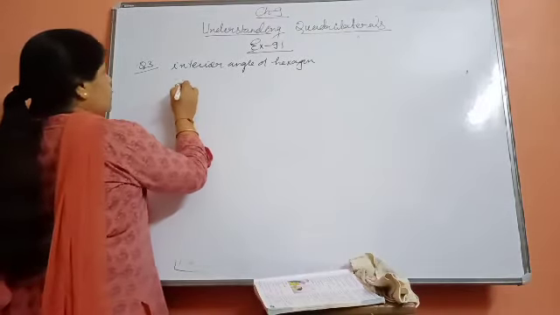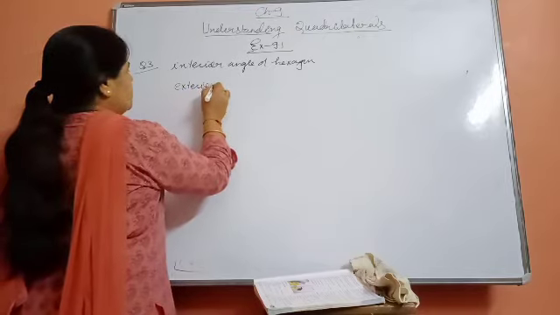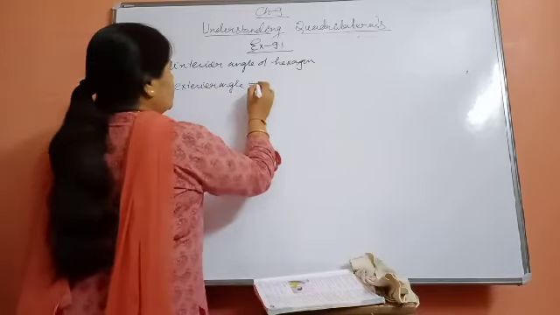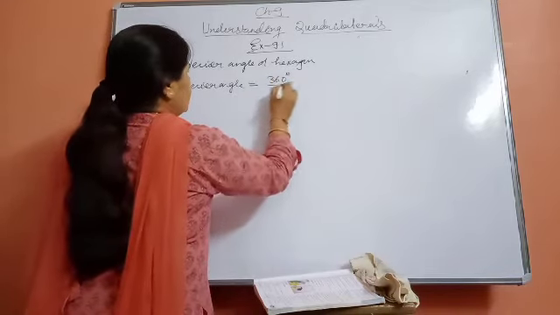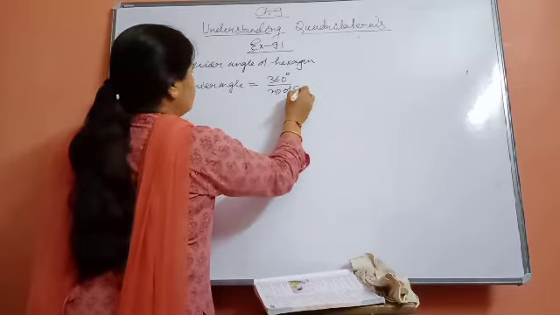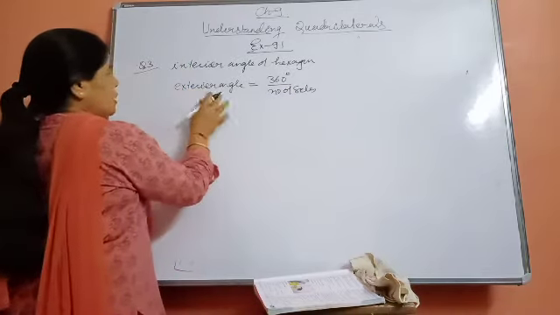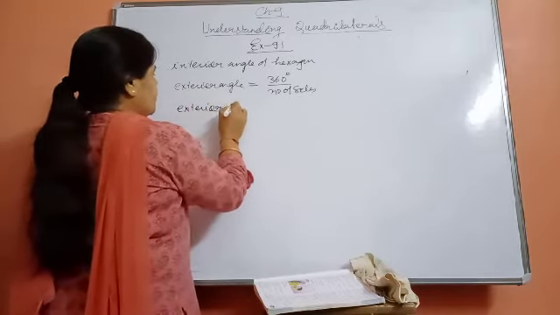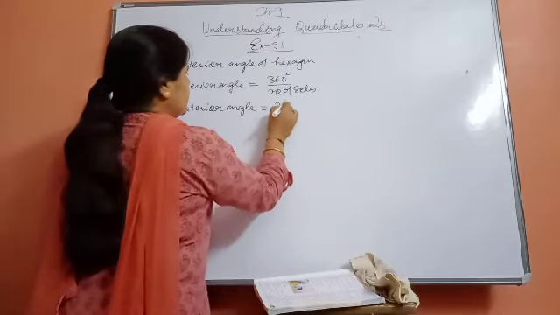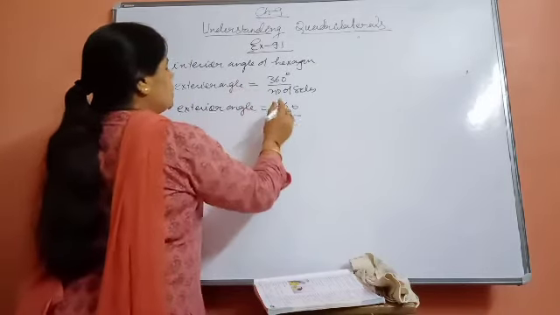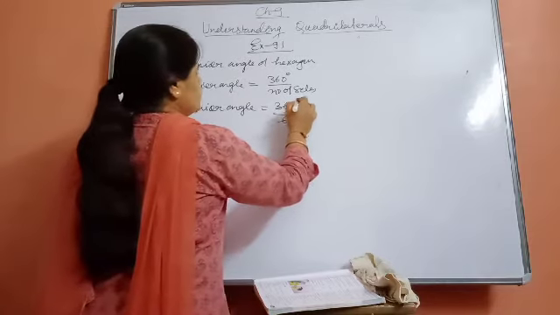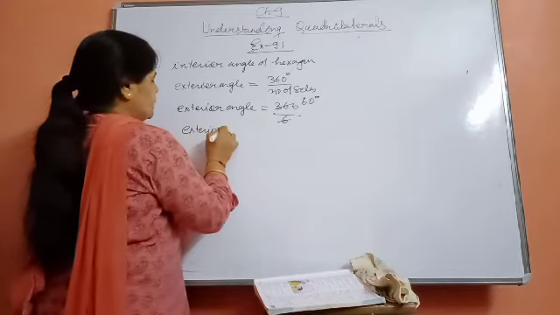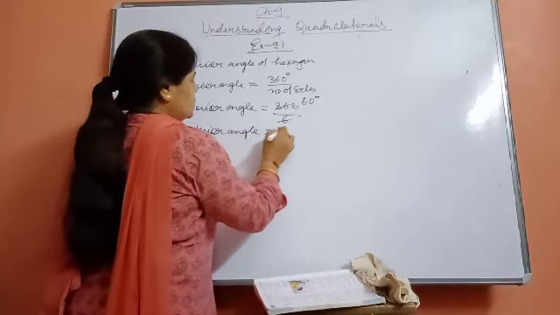You have learned one formula, which we learned just before this exercise: exterior angle is equal to 360 divided by the number of sides. See that now, exterior angle. So exterior angle is equal to 360 divided by, for a regular hexagon, how many sides will be there? 6. 6 sixes are 36, so 60 degrees. So exterior angle is equal to 60 degrees.